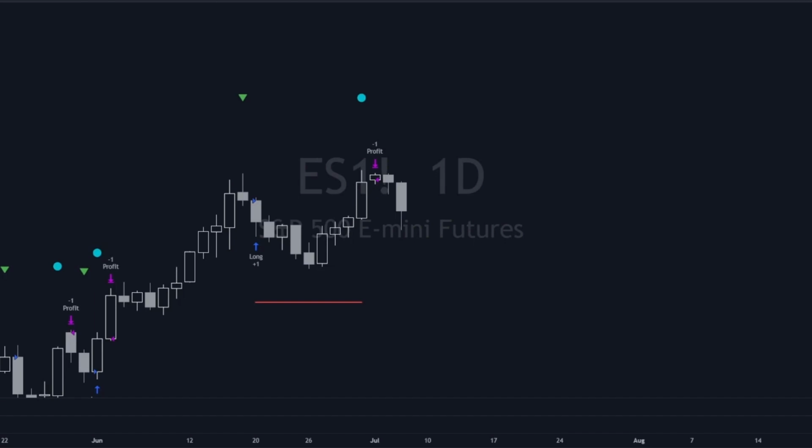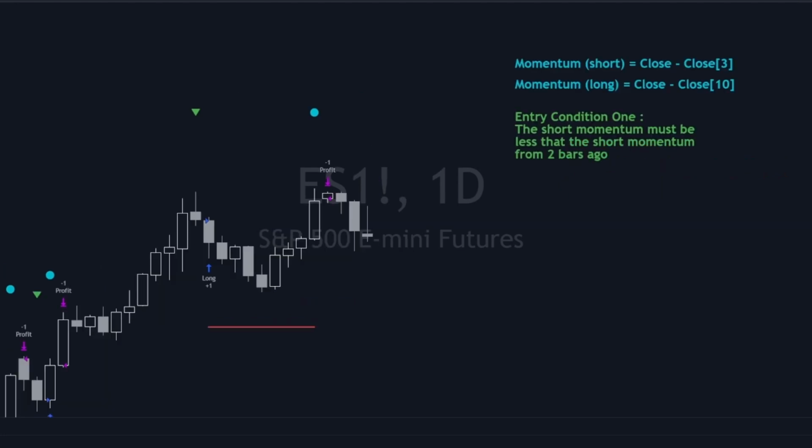Now this strategy is all about momentum, so we need to calculate 2 momentum readings. The first calculation, or the short momentum, is simply the close minus the close from 3 bars ago. And the longer term momentum is simply the close minus the close from 10 bars ago. Now the first entry condition is the short momentum must be less than the short momentum from 2 bars ago. And the second entry condition is the long momentum must be less than the long momentum from 2 bars ago.